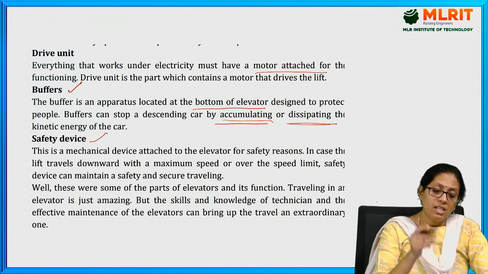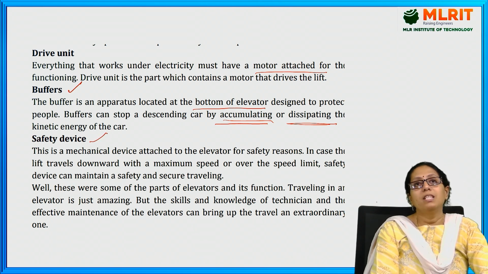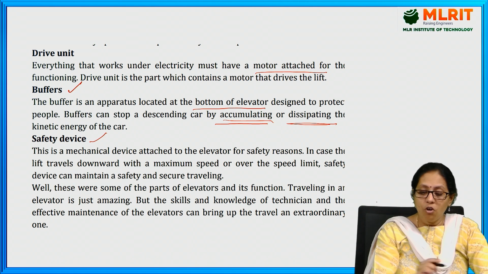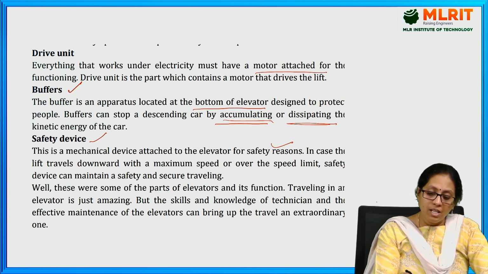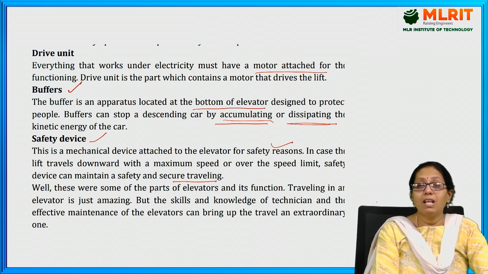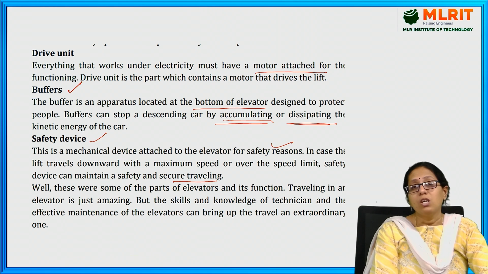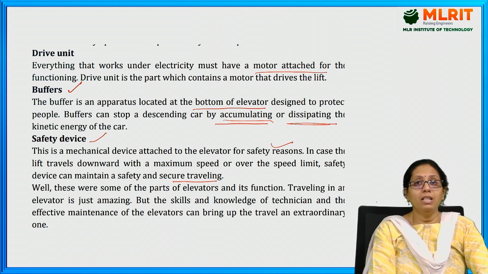Next one is the safety device. This is a mechanical device attached to the elevator for safety reasons. In case the lift travels downwards at maximum speed or over the speed limit, the safety device can maintain safety as well as secure traveling. So these are some of the parts of the elevator that are mostly used.